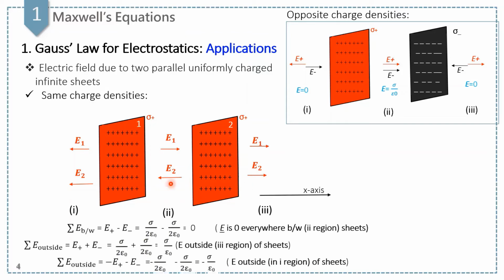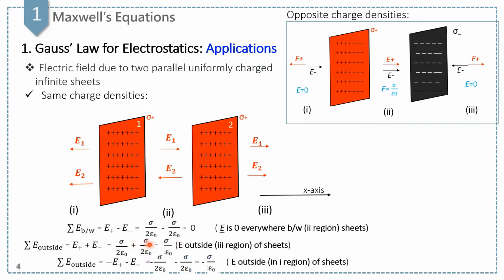Now, by adding the electric fields in each region, let's first consider that an electric field pointing along the x-axis is taken as positive. Hence, in the region between the two sheets, the electric field from the left sheet points right and the electric field from the right sheet points left. Hence, by adding up both, we get zero electric field. So this means the electric field is zero everywhere between the sheets.